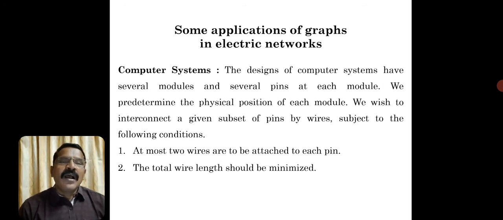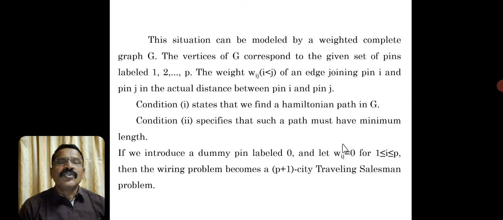First condition is, at most two wires are to be attached to each pin. And the second condition is, the total length should be minimized. With these two conditions, this situation can be modeled by a weighted complete graph. You know already what a weighted graph is: each edge is given a real number, a weight. Here the length of the wire is considered. What do you mean by complete graph? One in which every pair of vertices is adjacent.